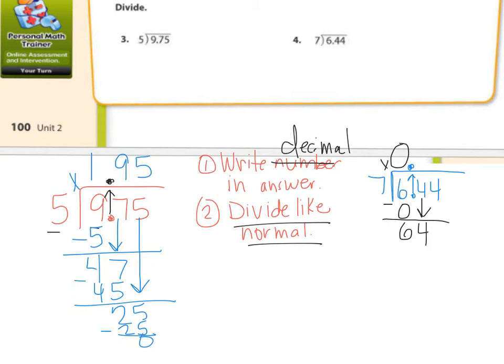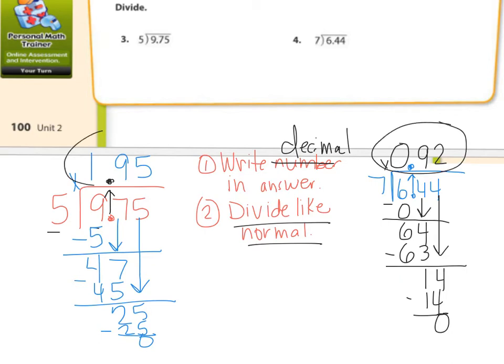How many times does 7 go into 64? It goes 9 times. What is 9 times 7? 9 times 7 is 63. And how many leftovers do I have? 1. Bring down the next number, which is a 4. 7 into 14 goes twice. 2 times 7 is 14, and I have a remainder of 0. Okay, so that's my answer there. You need these examples in your paper too.